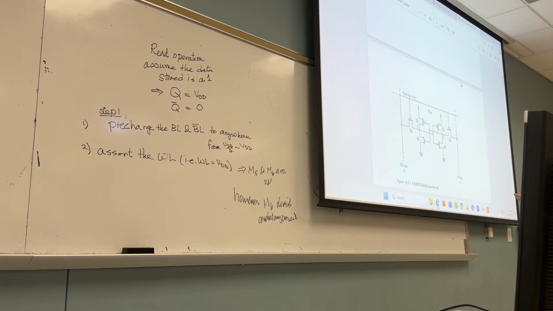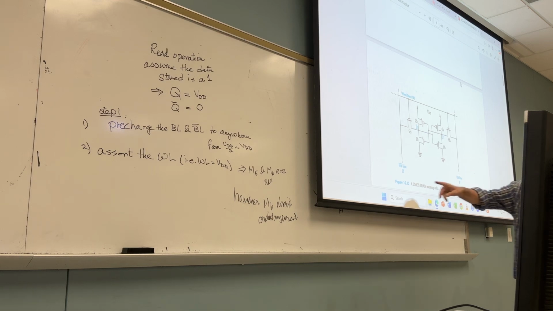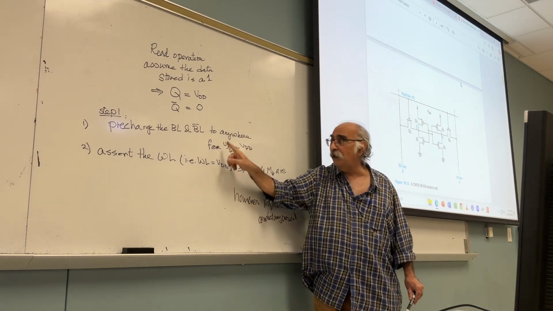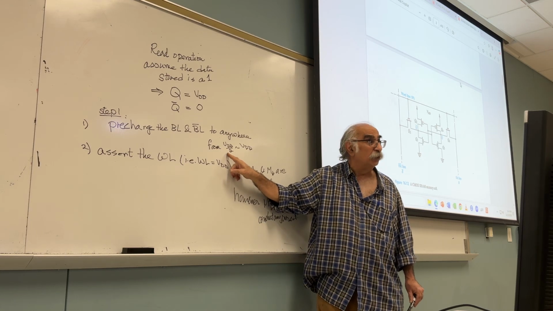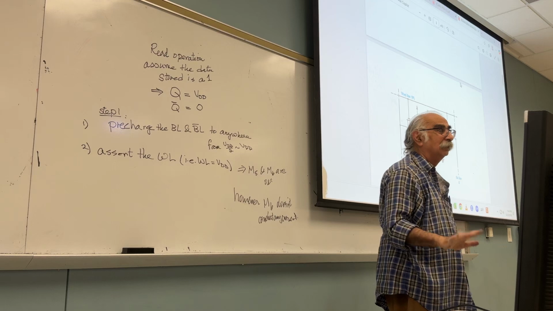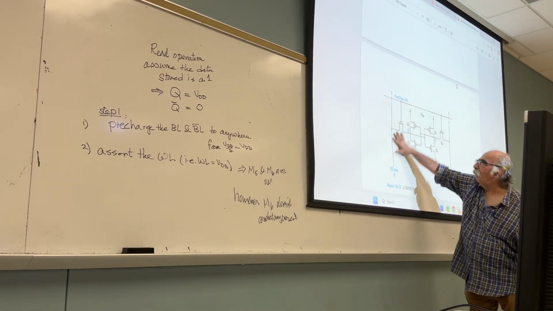This one, initially. Are you following me or not? Question. Could it conduct current initially? If I am going to pre-charge the bit line and the bit line bar to what? VDD over 2, which I will show you shortly. Let's finish with VDD. Do you agree this one does not conduct? Yes. So go over here.